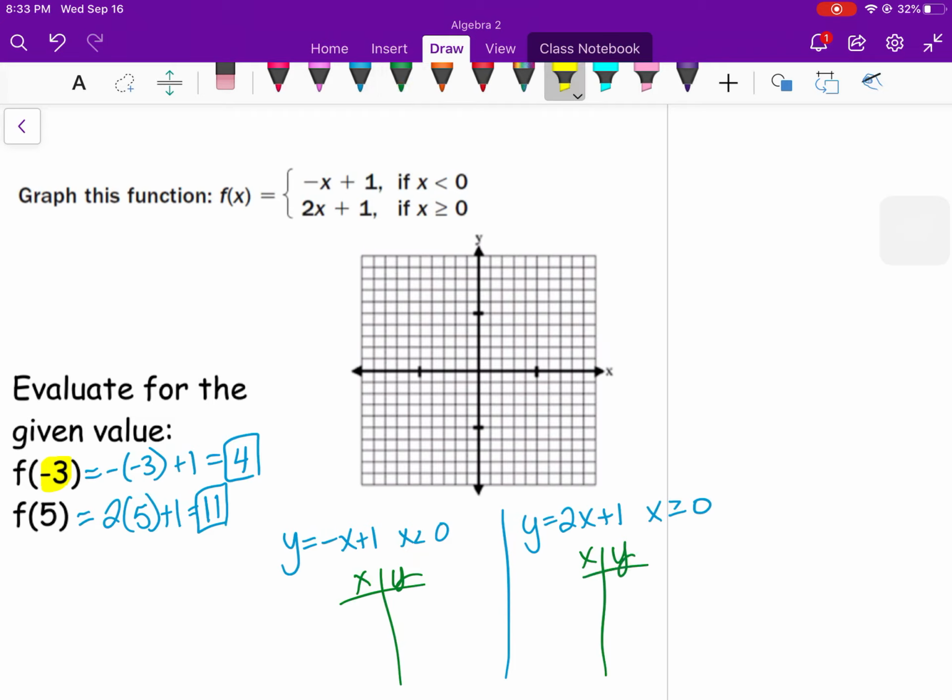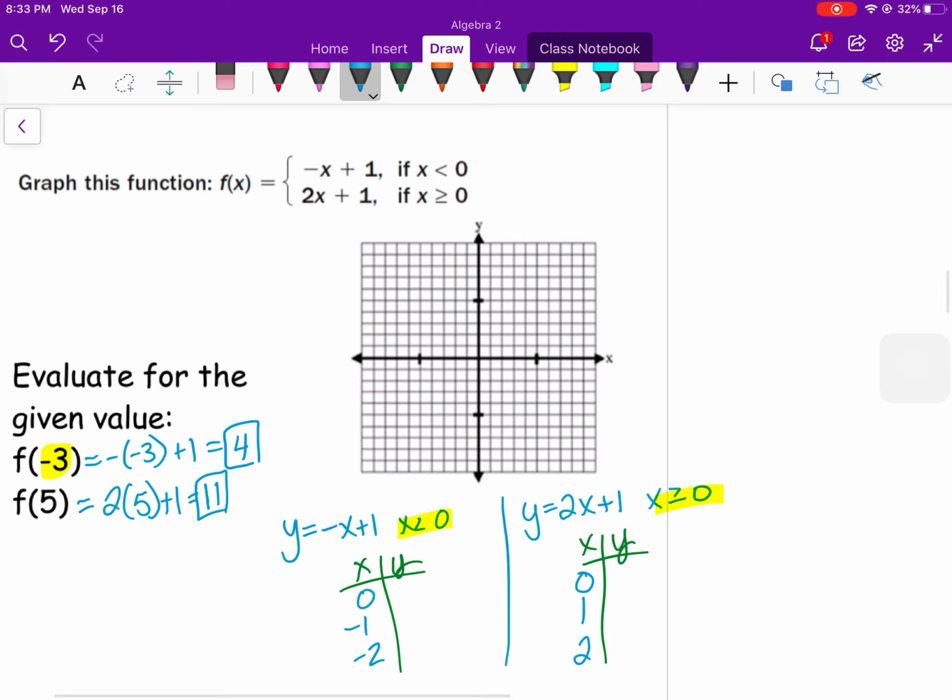Now the first value in your table should always be whatever this x value is for the domain. So we're going to start with 0 for both. Then for the left side here, I need x's that are less than 0, so -1 and -2. For the right side, you need x's that are greater than or equal to 0, so 0, +1, +2. Then you plug those in.